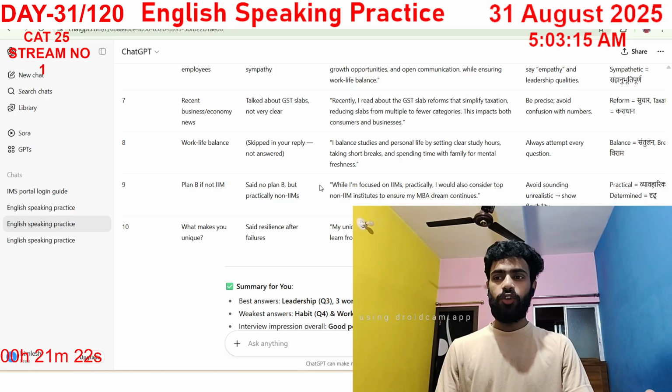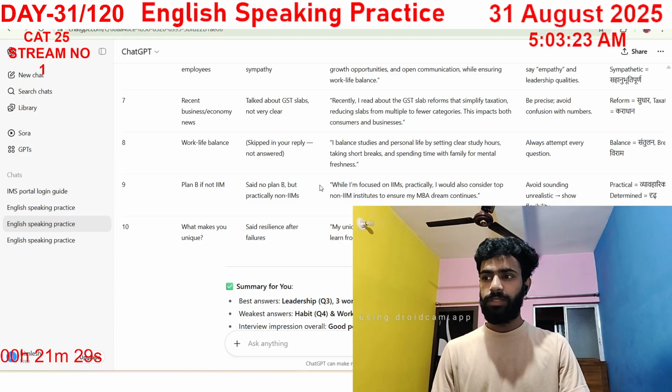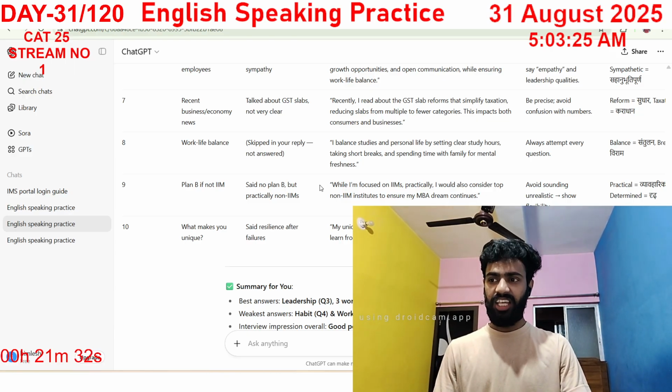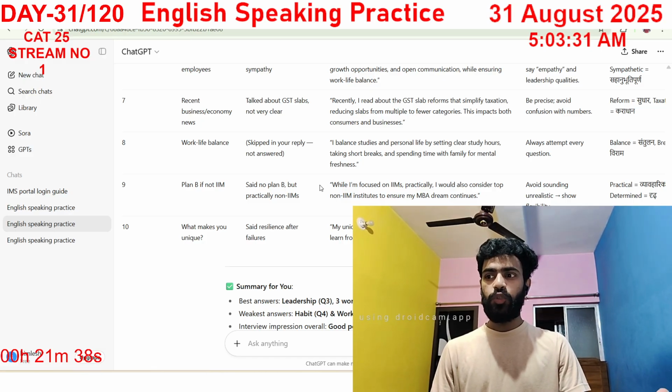Recent business economy news talked about GST slabs, not very clear. Recently, I read about the GST slab reforms that simplify taxation, reducing slabs from multiple to fewer categories. This impacts both consumers and businesses. Work-life balance is skipped in your reply, not answered.